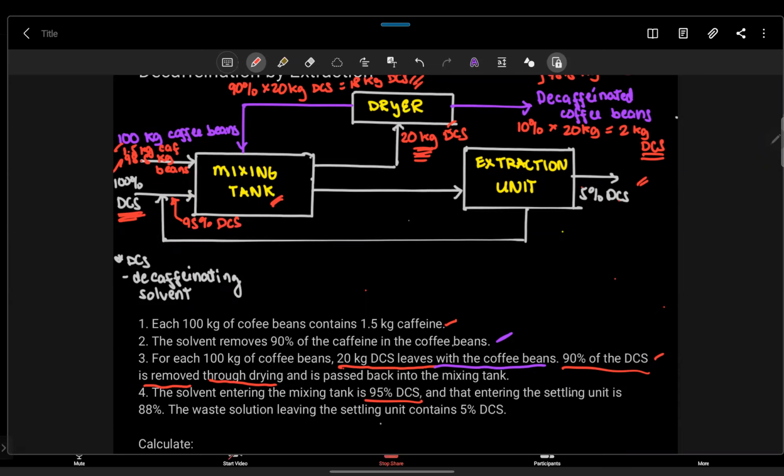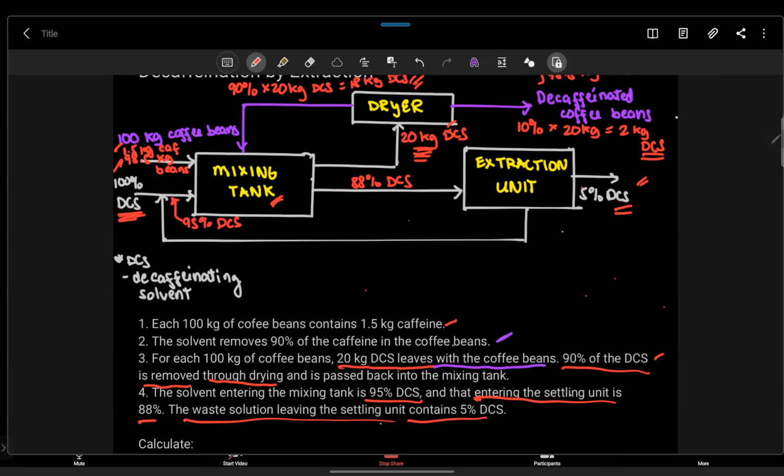Now, another thing is that the solvent entering the settling unit is 88%. So therefore, 88% DCS daw ito. Okay? And then, finally, the waste solution leaving the settling unit is 5% DCS, which is this one.